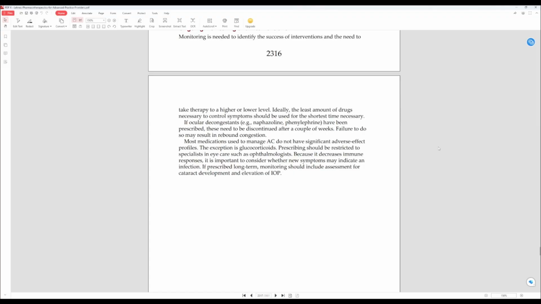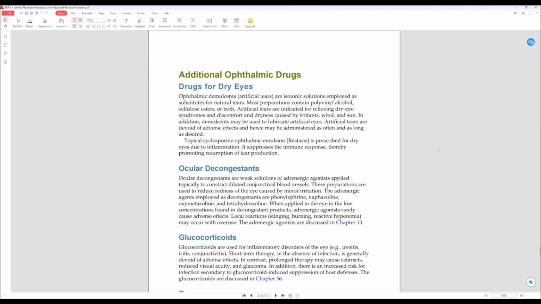Most medications used to manage AC do not have significant adverse effects. The exception, however, is a glucocorticoid. Prescribing should be restricted to a specialist in eye care, such as an ophthalmologist. Because it can decrease immune responses, it's important to consider whether new symptoms may indicate an infection. If prescribed long-term, monitoring should include assessment for cataract development and the elevation of intraocular pressure.